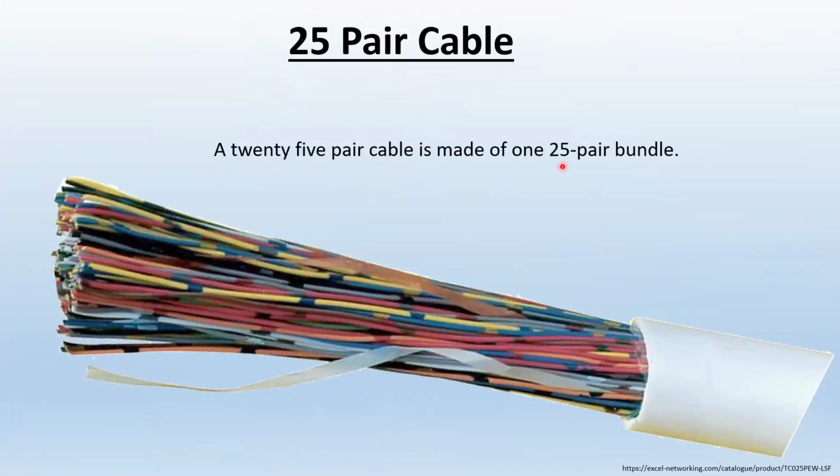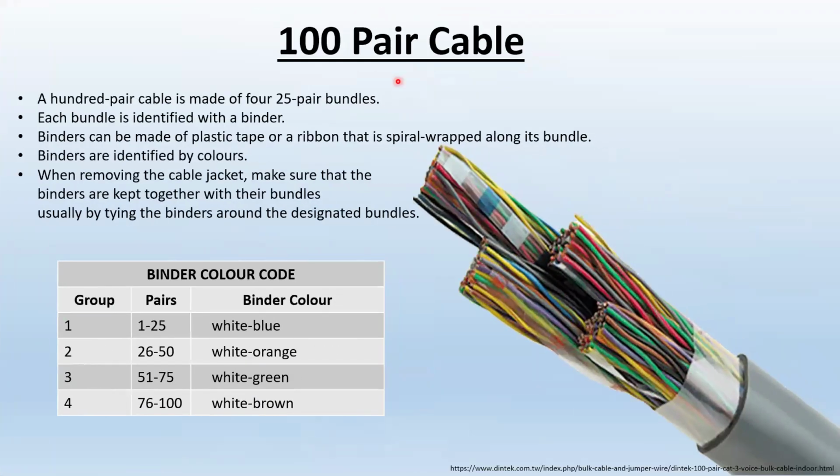A 25 pair color cable is made of 25 pairs jacketed in one single jacket, and there's a bit of a ribbon. One is the wraparound ribbon that binds them together, and the other one is a ripcord to rip the jacket. Now here's a 100 pair cable. A 100 pair cable contains 4 25 pair cables in one jacket.